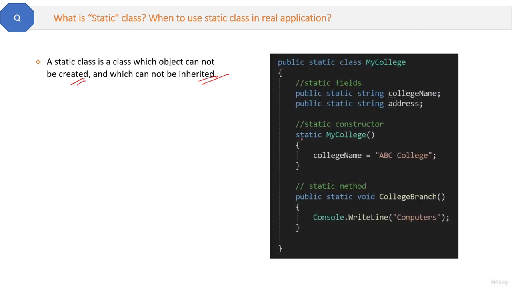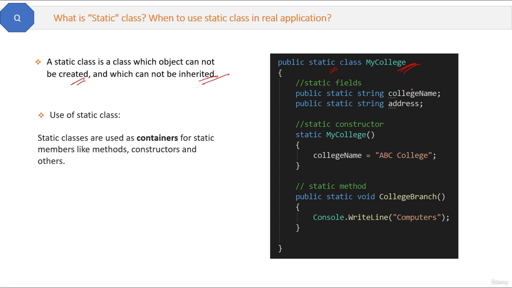As I said, we cannot create the object of the static class anywhere, and you cannot inherit from it. Now, static classes are used as containers for static members like methods, constructors, properties, etc. Meaning inside a static class, all its members must be static only. Even if one member is non-static, there will be a compiler error. So that is the point.